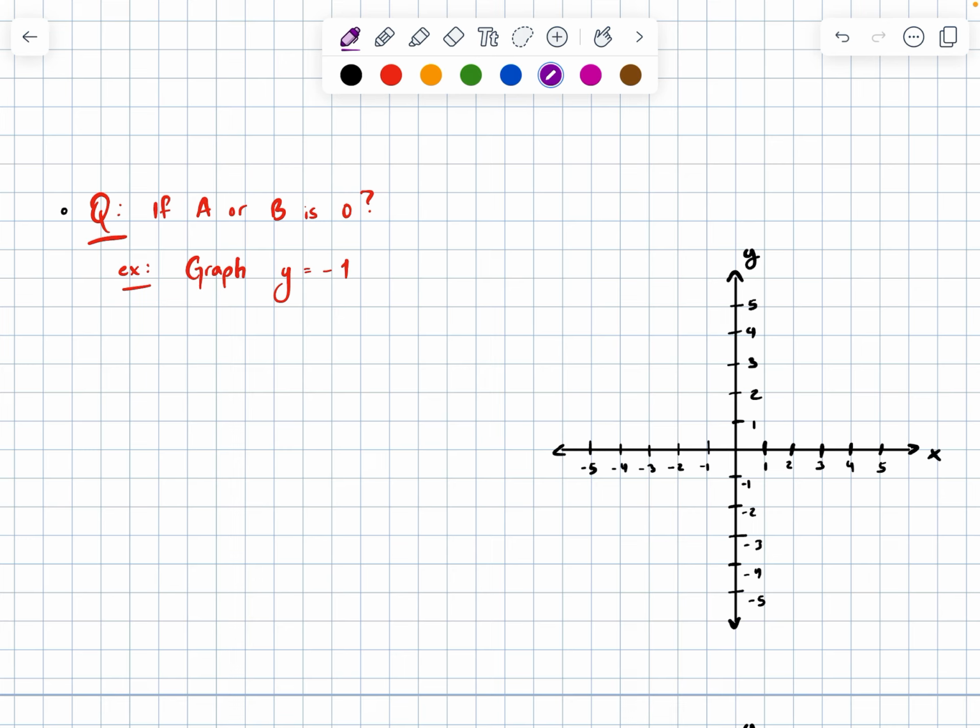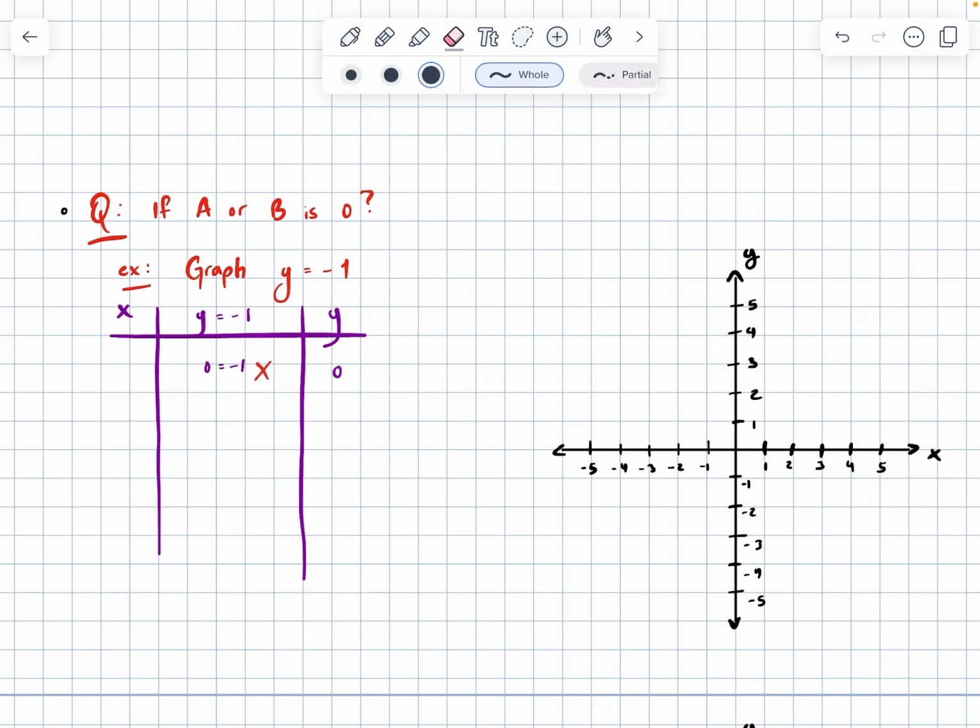Alrighty, this is weird, so let's try some examples. I'm saying here that y equals -1. So what if I give myself a table of values here where I try to find some points on my graph? So x and y equals -1. Notice if I try to plug something in for y, say I plug in 0 for y, then I would get 0 equals -1. But that doesn't make sense. So plugging in anything but -1 for y actually doesn't help us here. So plugging in values for y doesn't seem to make sense.